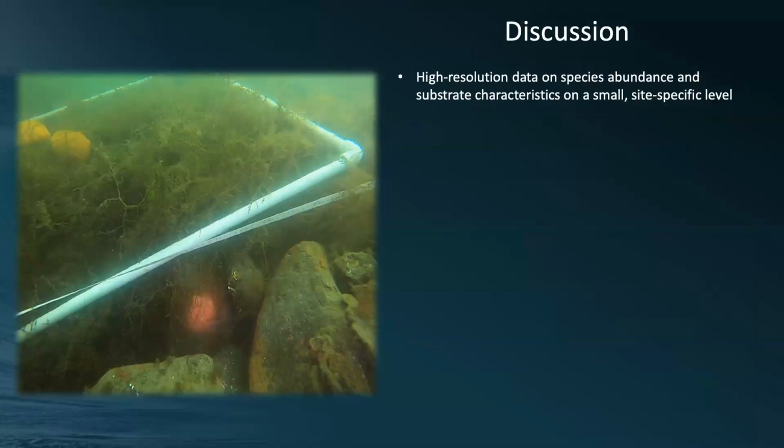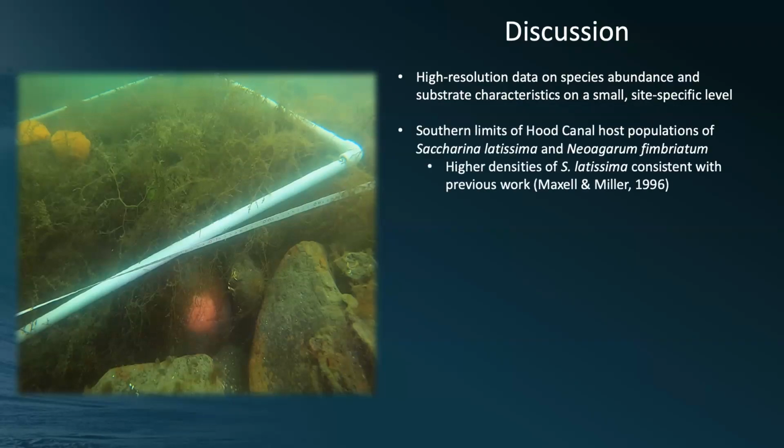Now into the discussion here, this test using the scuba surveys provides high resolution data on species abundance on a small, site-specific level. And so of course, we can only capture as much data as two divers can allow, but this was basically one of the first times that such a scuba survey was done in the Southern Hood Canal, and it was really rewarding to find pretty significant populations of both Saccharina latissima and Neogardneria fimbriatum, and they're known to inhabit wave-sheltered sites, which Southern Hood Canal is for sure.